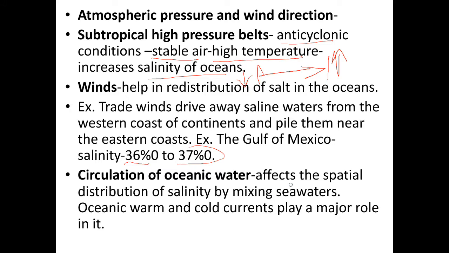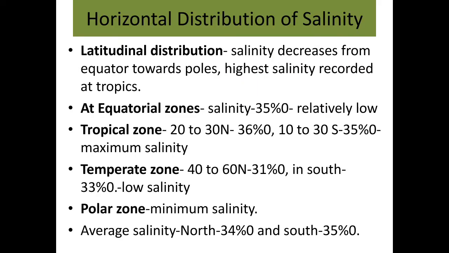Circulation of oceanic water affects the spatial distribution of salinity by mixing sea waters. Oceanic warm and cold currents play a major role in the circulation of oceanic water. Horizontal distribution of salinity. First is latitudinal distribution. Salinity decreases from the equator towards the poles. Highest salinity is recorded at the tropics. At the equatorial zone, salinity is 35 per thousand, which is relatively low, whereas in the tropical region, 20 to 30 degrees north, it is 36 per thousand, and 10 to 30 degrees south, it is 35 per thousand.